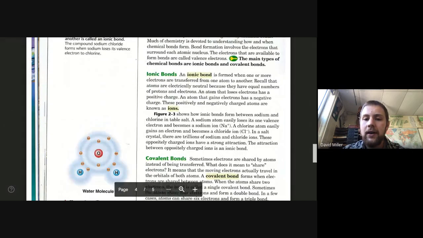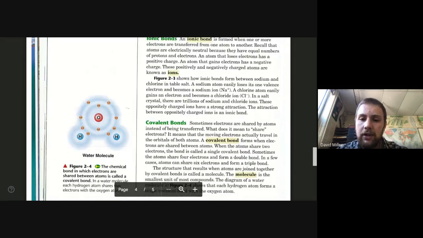Ionic bonds. An ionic bond is formed when one or more electrons are transferred from one atom to another. Recall that atoms are electrically neutral because they have equal numbers of protons and electrons. An atom that loses electrons has a positive charge. An atom that gains electrons has a negative charge. These positively and negatively charged atoms are known as ions.